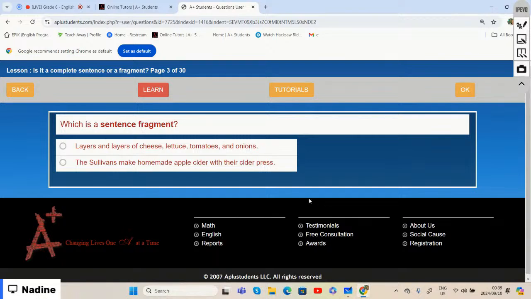It says, which is a sentence fragment? We need to say which is a sentence fragment, meaning it does not express a complete thought, meaning it's either missing a verb or it's missing a subject or it is missing a helping verb. So we need to choose the correct one.